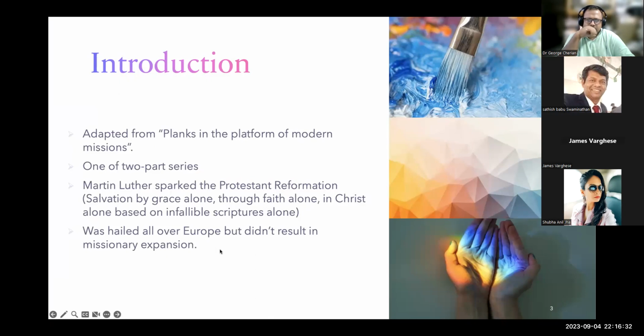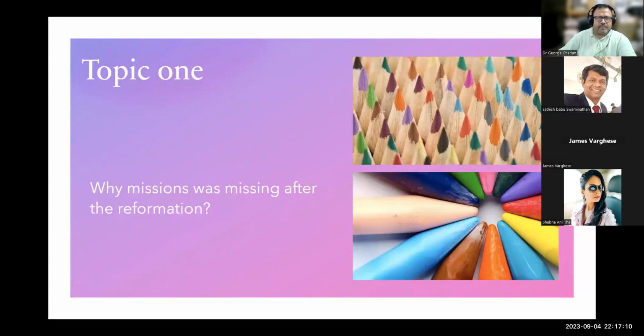I think a lot of you would know that Martin Luther sparked the Protestant Reformation, and its main tenets were salvation by grace alone, through faith alone, in Christ alone, based on infallible scriptures. Infallible means the scriptures are not wrong. They are absolutely perfect, and we cannot find faults with them. Those were the main tenets, and it was hailed all over Europe. But despite this Reformation, it did not result in missionary expansion. Let's move to the next slide, where we'll start looking at what happened.